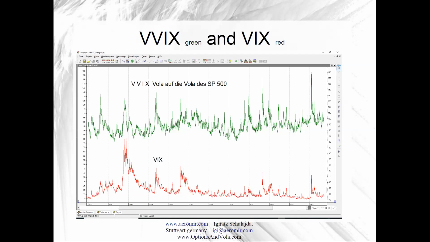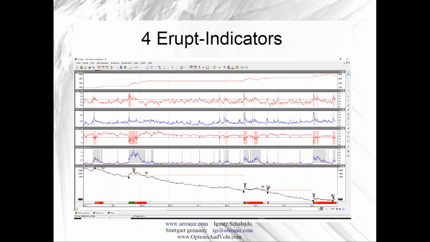All systems. So that's why I noticed, okay, the VIX is going down, but the VVIX, the acceleration is going up and up and up. Here you see it takes some months until you get to the peak, and here you have it in 1 or maybe 2 days. So that's why I have to make a modification of my systems, and I developed 4 eruption indicators.